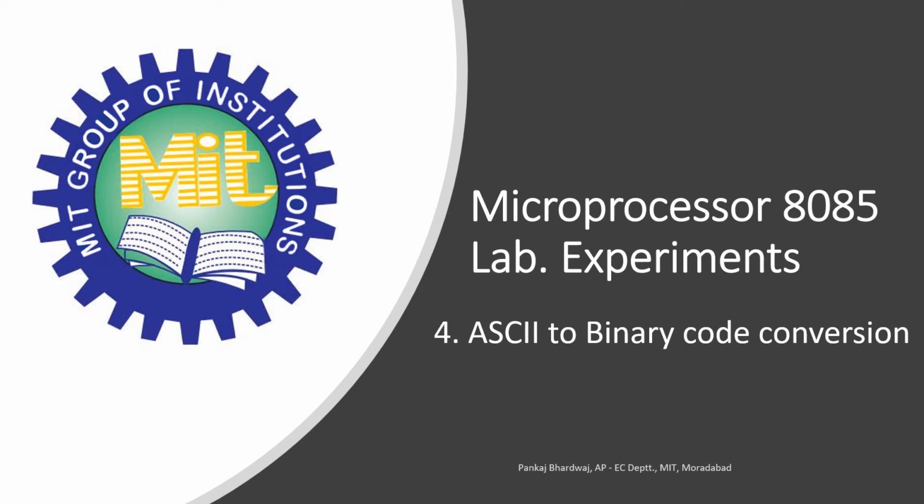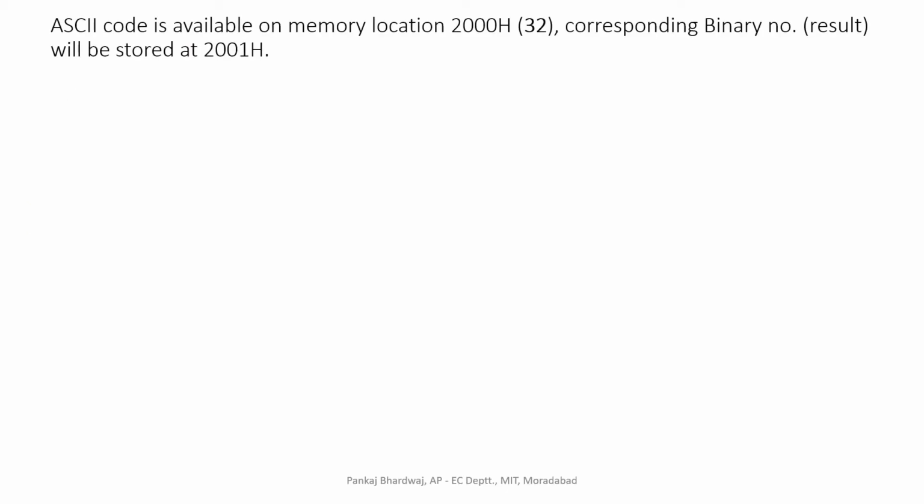So now we discuss the fourth experiment, that is ASCII to binary code conversion. So now here is the problem statement. The problem says that an ASCII number is available in the memory location 2000, and we need to store the corresponding binary number, or the result, at memory location 2001. So here is the program.